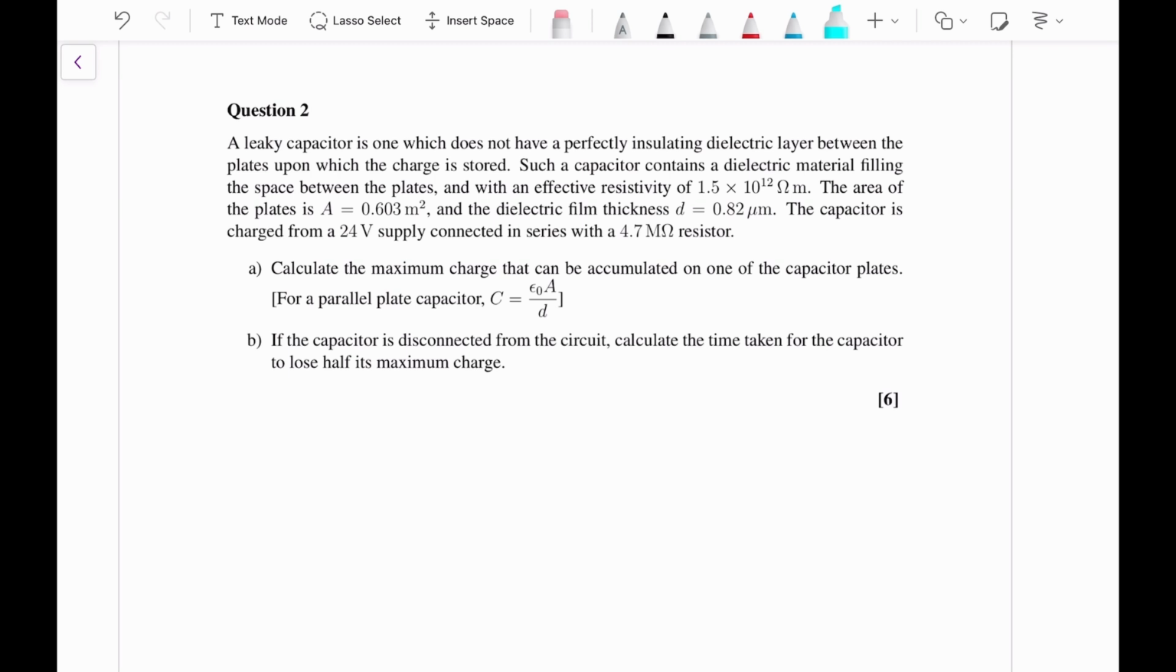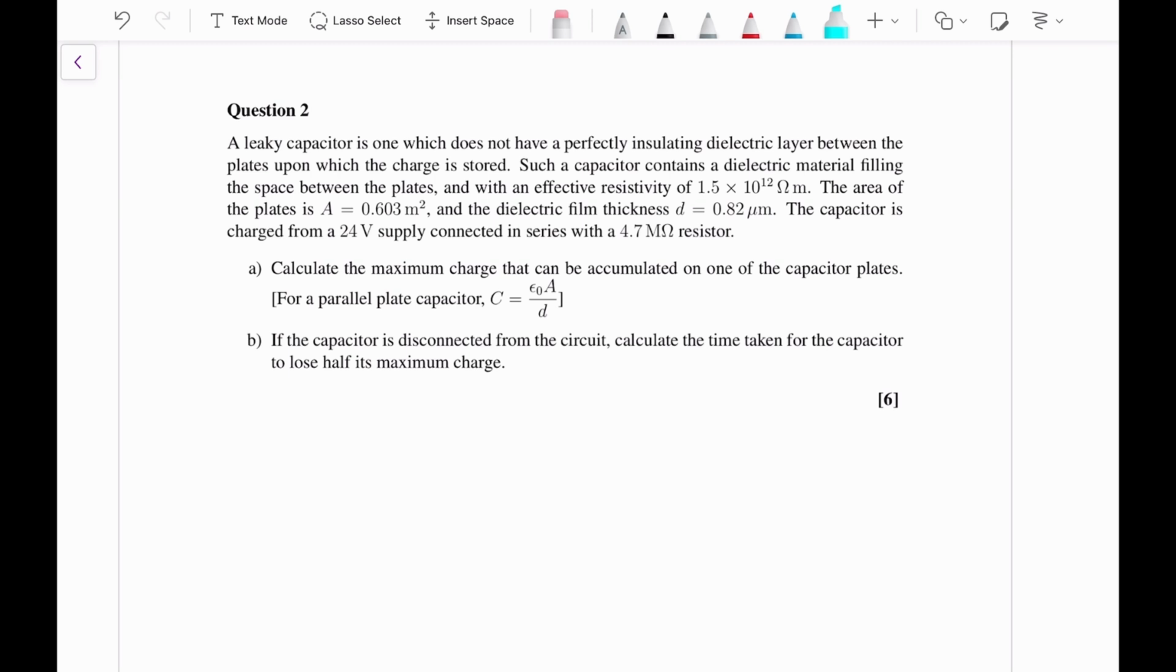ohm meters. So the dielectric material actually has resistance, and then the area is given as this, and then there's also the thickness, which I suppose is the distance between the plates. And then the capacitor is charged from a 24 volt supply connected in series with a 4.7 megaohm resistor. The first part of the question wants us to calculate the maximum charge that can be accumulated in one of the capacitor plates.